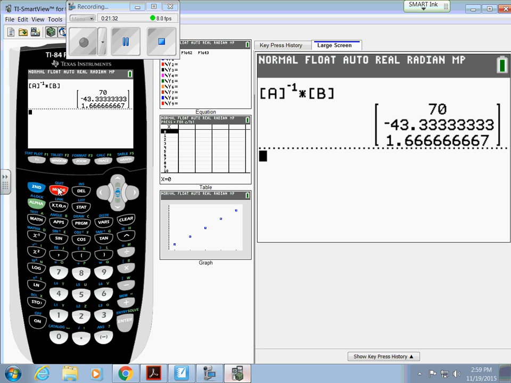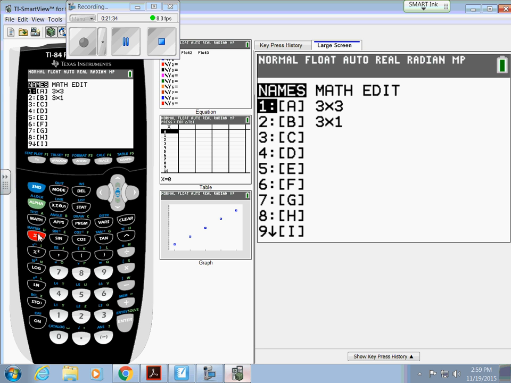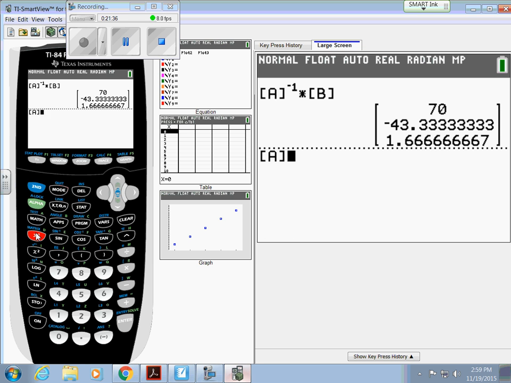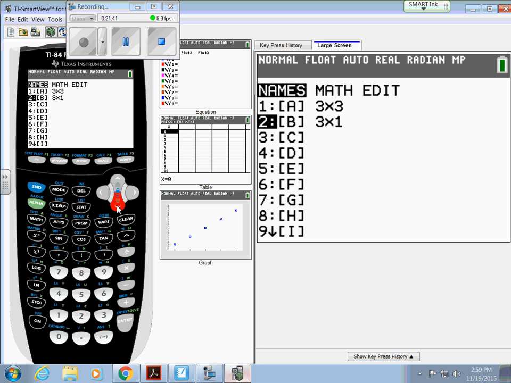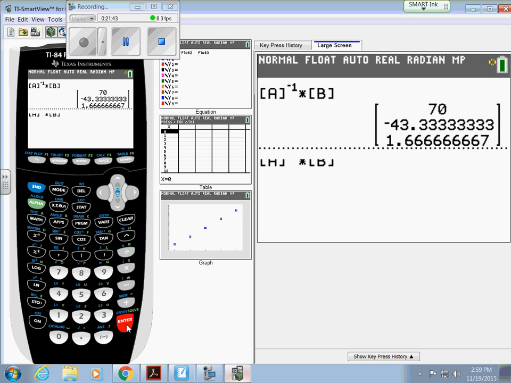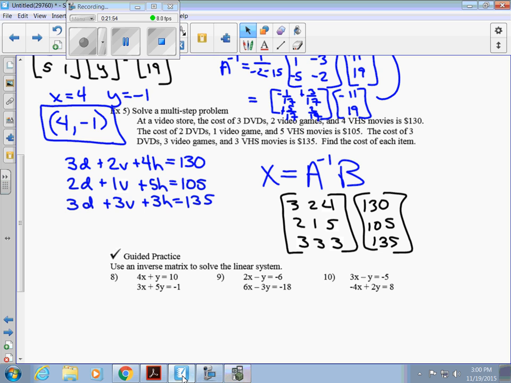We'll go the inverse. So bring up A. We'll do the inverse of that times B. We're going to bring B in. And now we're going to multiply them. And there's our answer. X is your first one. Y is your second one. Z is your third one. So 20, 15, 10. So find the cost of each item.